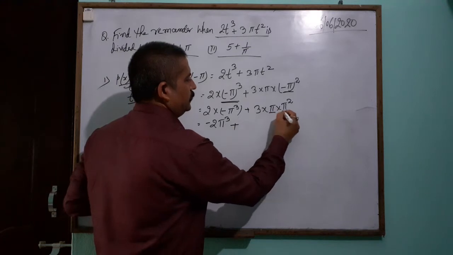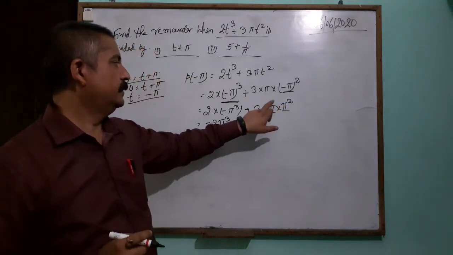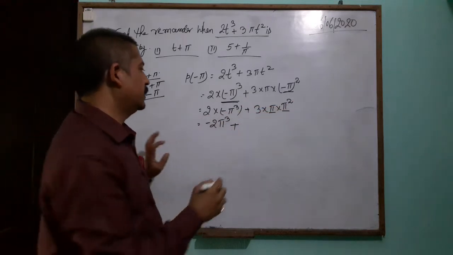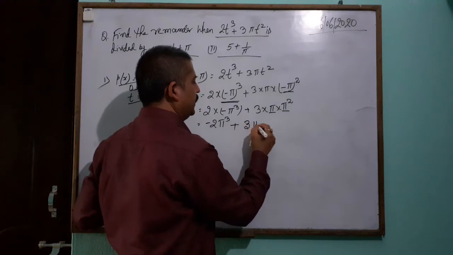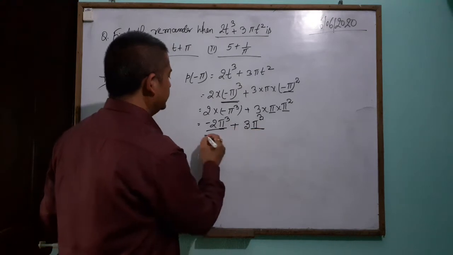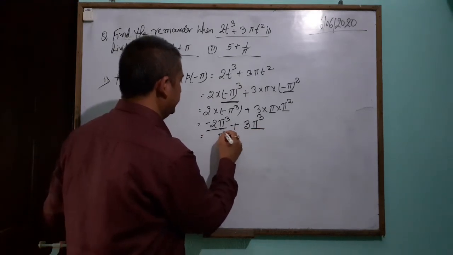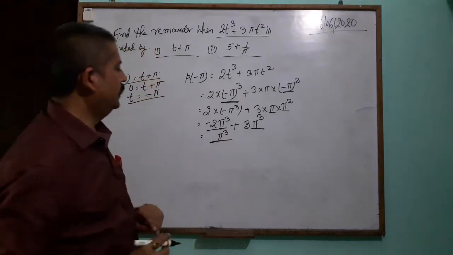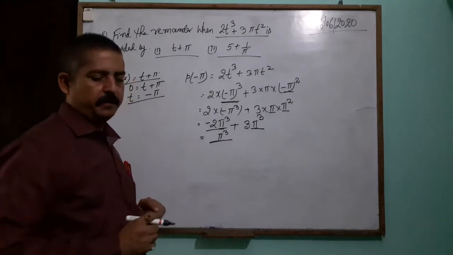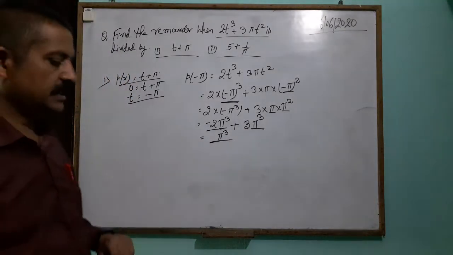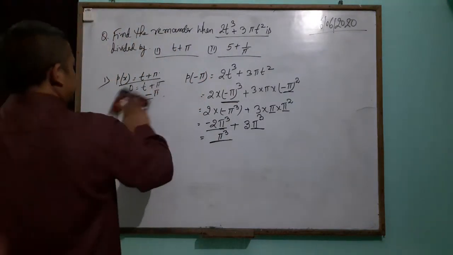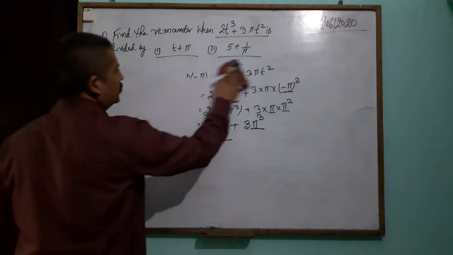Plus, we take the exponent of π as 1 and the exponent of π as 2. So using the exponent rules, 3π³. Combining like terms, we subtract and get π³ as the remainder. Let us check it by the long division method.